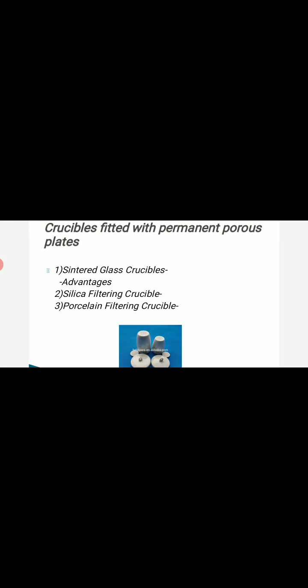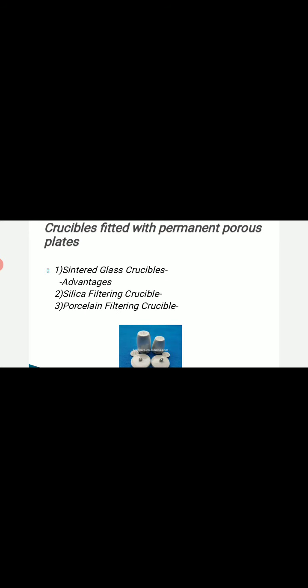Advantages of the sintered glass crucible are that they are made entirely of glass, which is resistant to chemical attack with the exception of hydrofluoric acid and hot concentrated alkali. They can be dried to constant weight at 100 to 150 degrees Celsius and they can be easily cleaned.